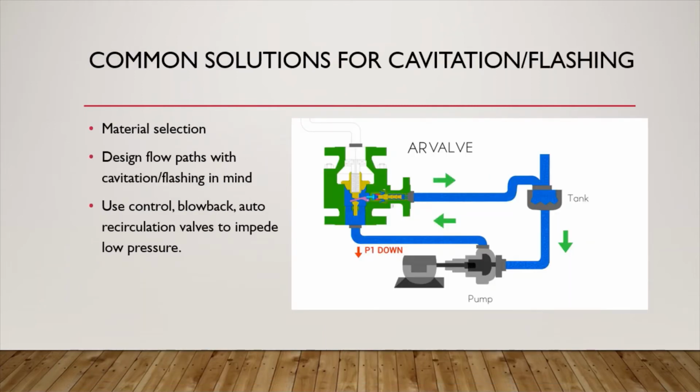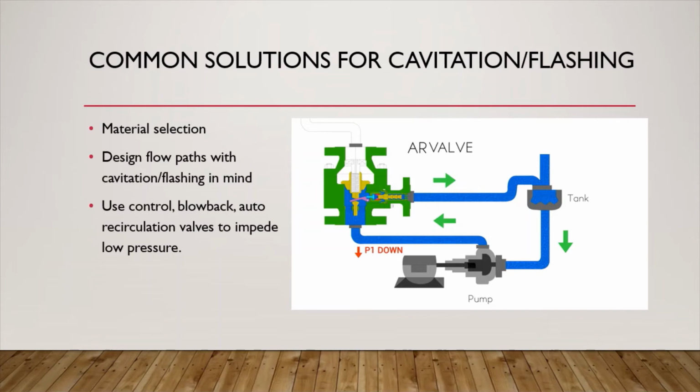Common solutions to this include the type of material you select for the job. If you think a section of piping will be prone to cavitation, you can choose alloys with better hardness rating. When you're designing flow pathways, build with cavitation in mind, especially downstream from many pumps. Or you could use specially designed valves for flow control, like spillback or auto recirculation valves.